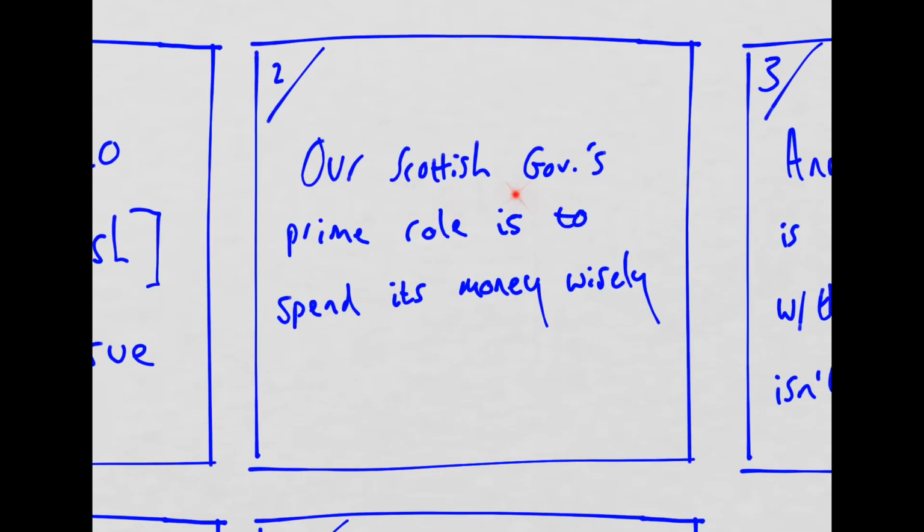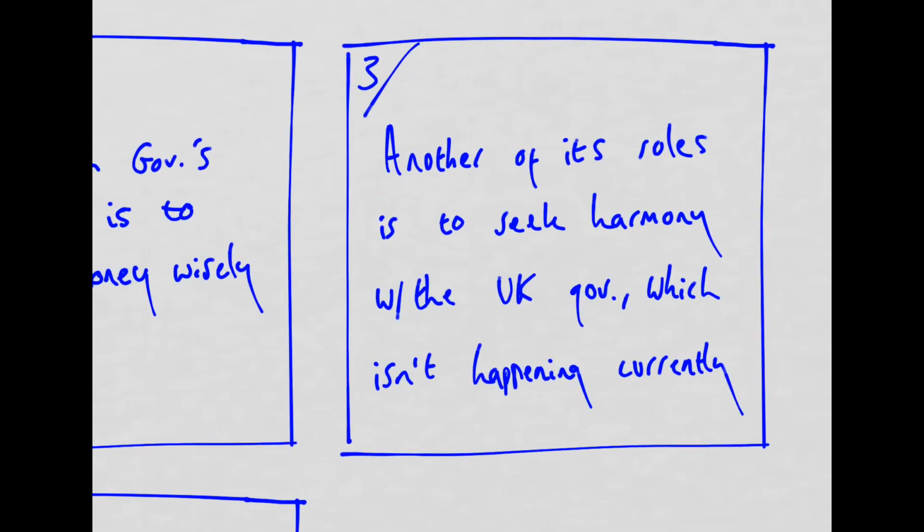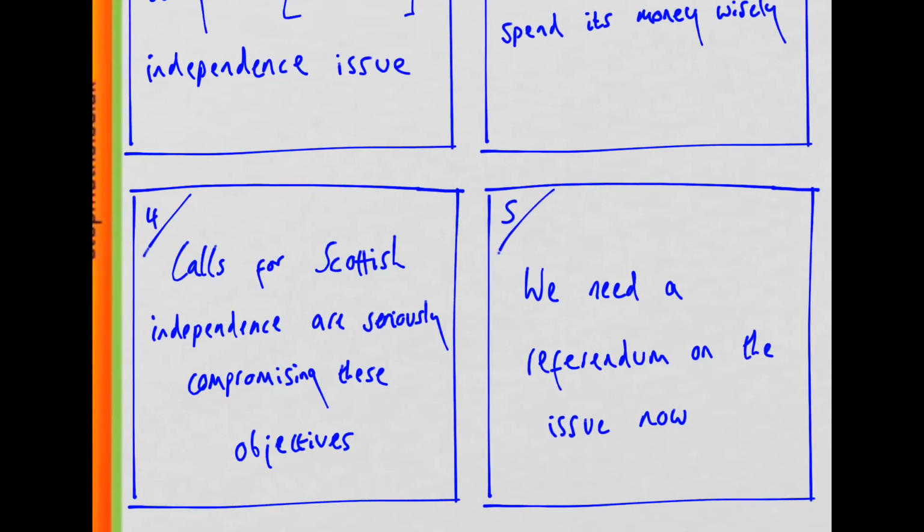They say that our Scottish government's prime role is to spend its money wisely. And another of its roles is to seek harmony with the UK government at Westminster, and this isn't happening at the moment. The author says that calls for Scottish independence are seriously compromising these objectives, and that we need a referendum on Scottish independence now.